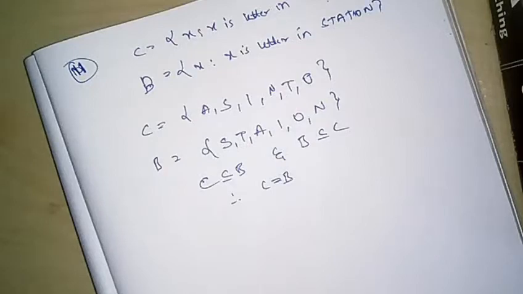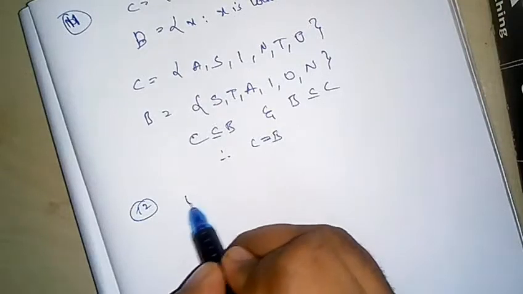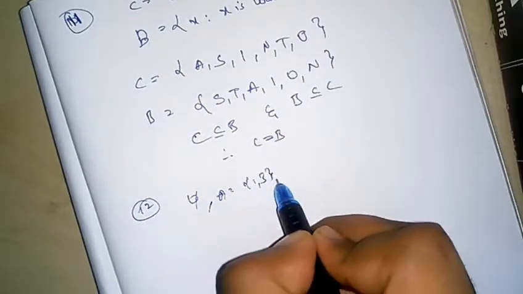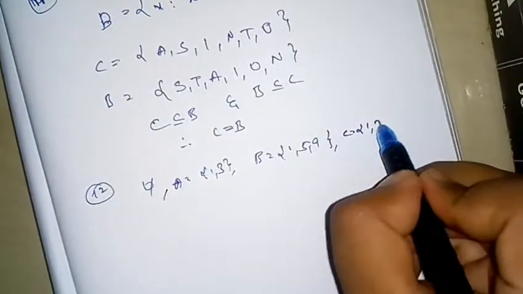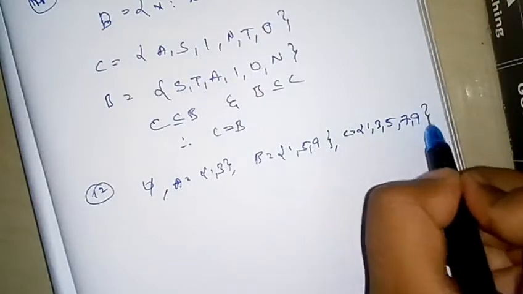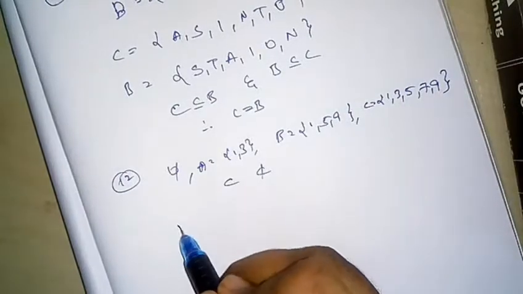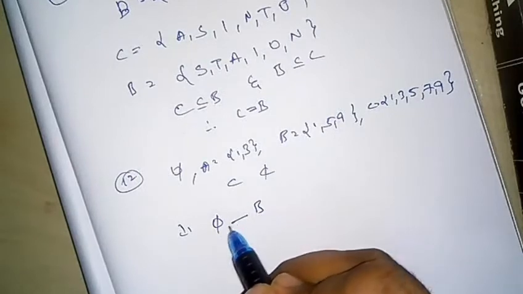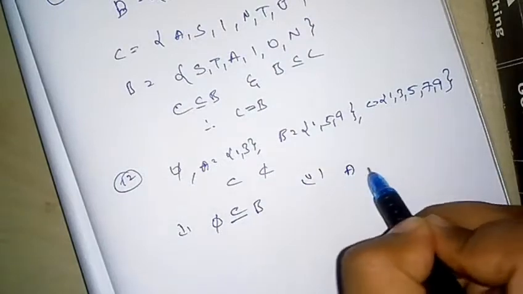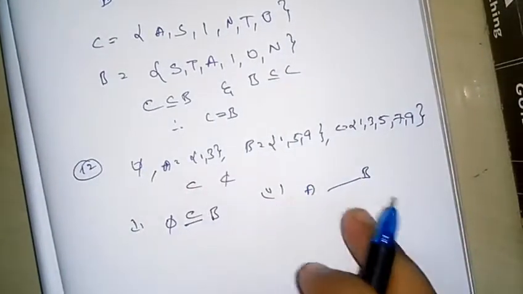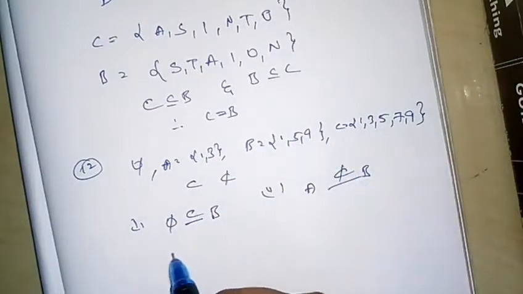Next, 12th question. Consider the set ∅, A is equal to {1, 3}, B is equal to {1, 5, 9}, C is equal to {1, 3, 5, 7, 9}. Insert the symbol subset or not subset between each of the following pairs. First one, ∅ and B. The empty set is always a subset of any set, so it is a subset. Second one, A and B. Here A is {1, 3}, B is {1, 5, 9}. So 3 is present in A and 3 is not present in B, so it is not a subset.